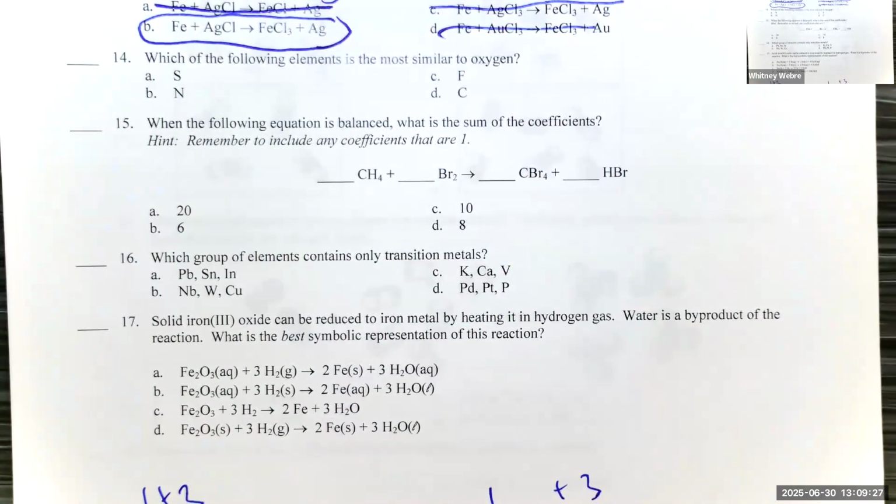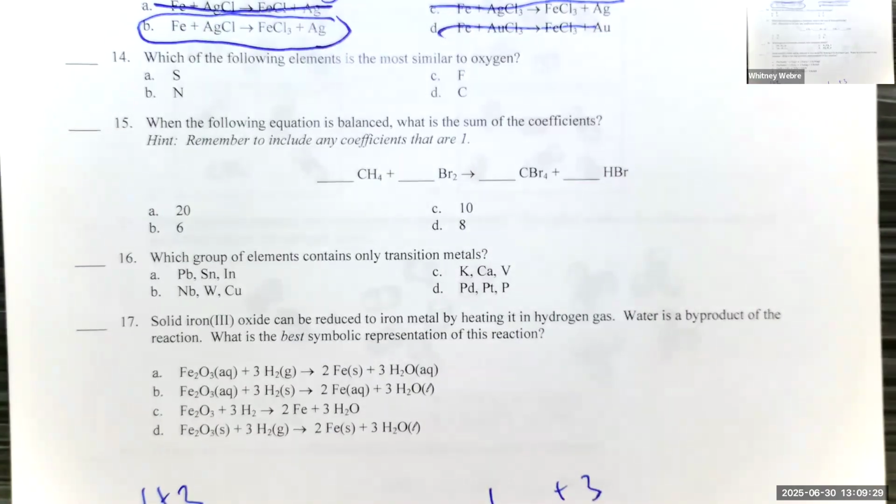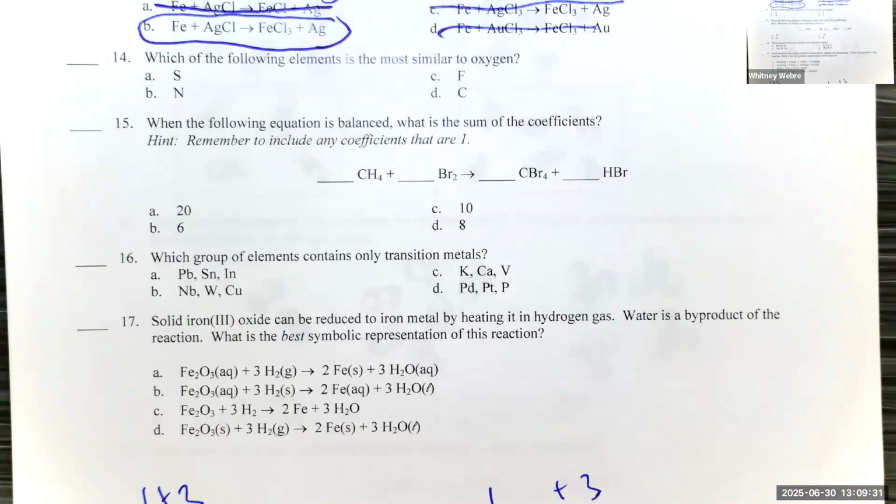Okay, I love this question because I feel like I didn't hit on it a lot during lecture, but it's something you might know already. Which of the following elements is the most similar to oxygen? Look at the columns. So the way the periodic table of elements works, I have no clue how it worked out like this. I really don't, because I'm like, there's no way that it miraculously did this.